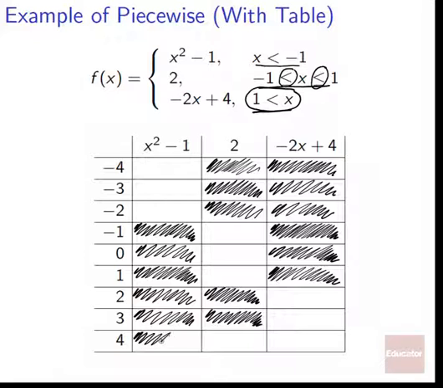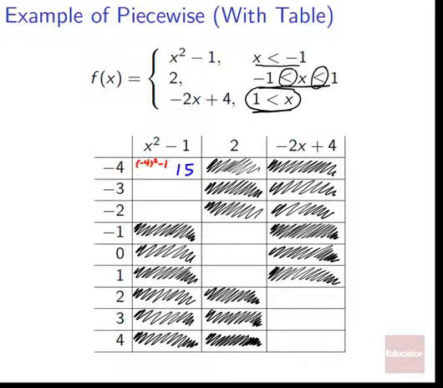What about 4? 4 is not less than -1. And 4 is not between -1 and 1, but 4 is greater than 1, so only the third rule gets used there. So now we've got a sense of how this table comes together. So now let's actually start plugging in numbers. So -4 goes into x squared minus 1. Well, -4 squared minus 1 gets us positive 16 minus 1, so we get 15.